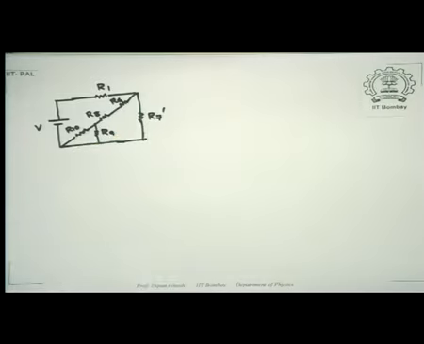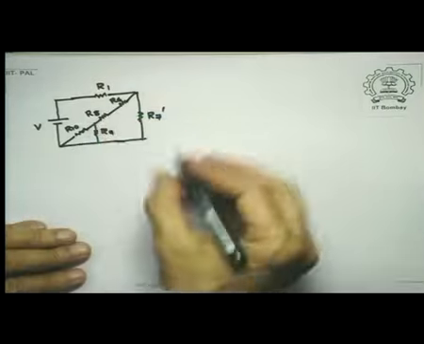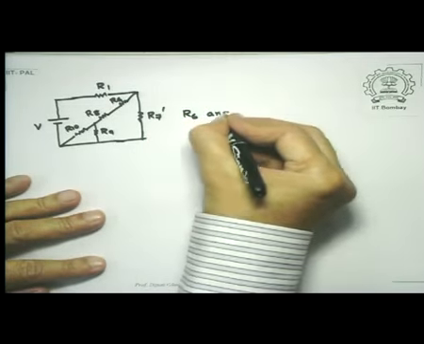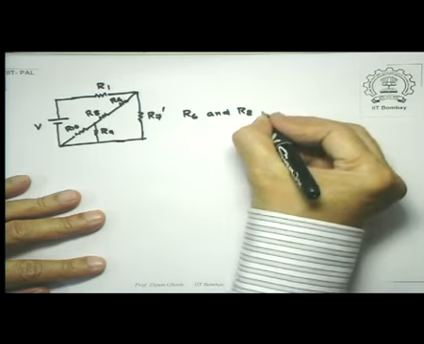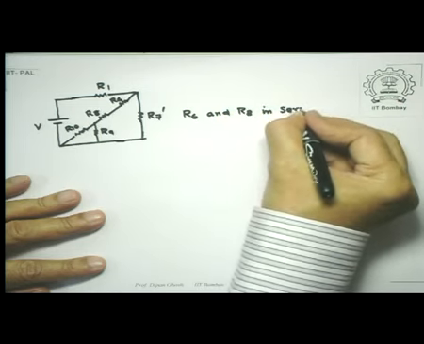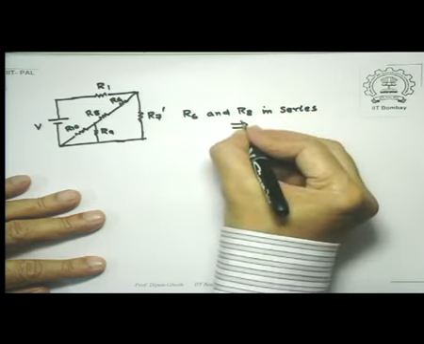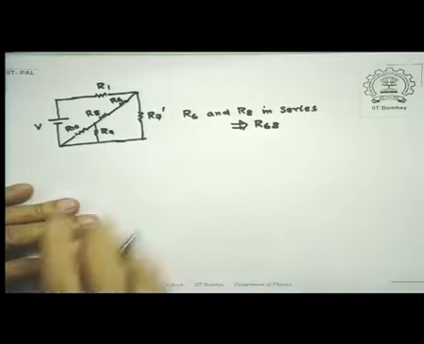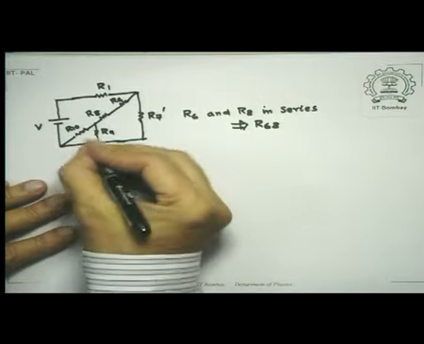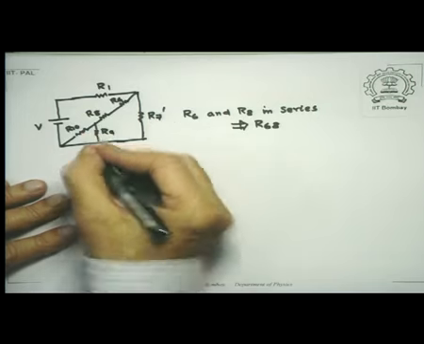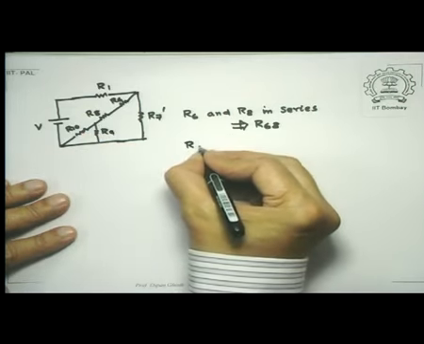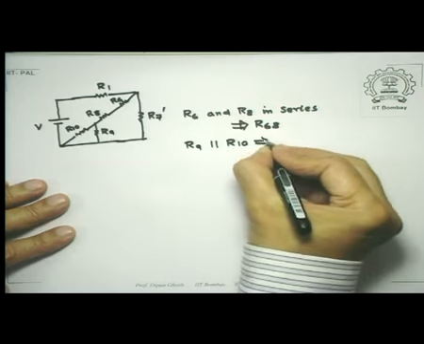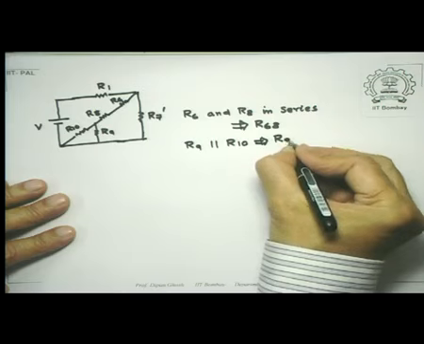So what do we have here? Clearly R8 and R6 are in series. Let's call it a single resistance R68. Not only that, notice that R10 and R9 have common points. So therefore, R9 is parallel to R10. This we'll call R9 prime.